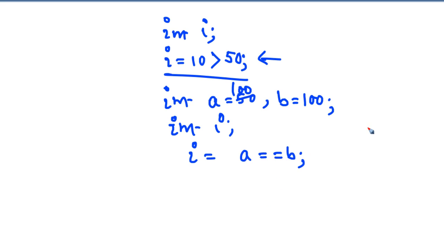Now don't confuse the assignment operator and the equality operator. This assignment operator assigns the right hand operand to the content of the left hand operand. This is assignment. But here equals to is the comparison operator. It tests the equality of the operands. If the operands are equal, then it returns 1, otherwise it returns 0.